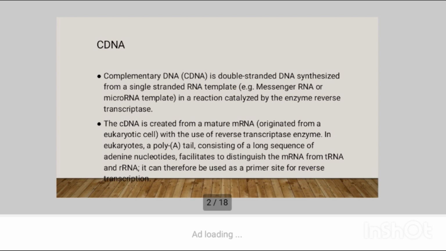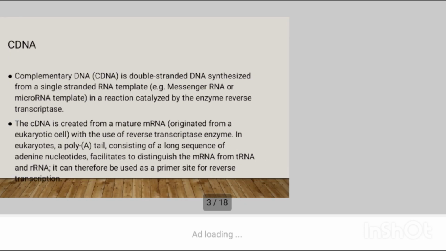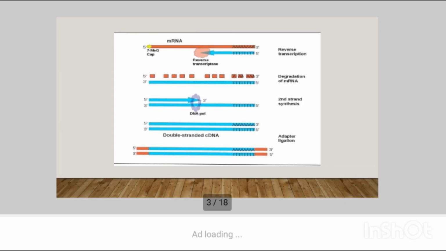So, once cDNA is created from a mature mRNA, meaning it originated from eukaryotic cells, with the use of the reverse transcriptase enzyme. In eukaryotes, a poly-A tail consists of a long sequence of adenine nucleotides that helps to distinguish the mRNA from tRNA and rRNA. Therefore, it is used as a primer site for the reverse transcriptase. So, this is the process of synthesizing cDNA.